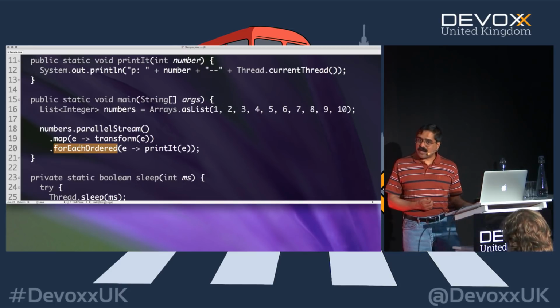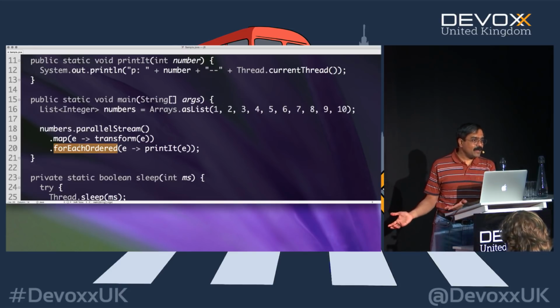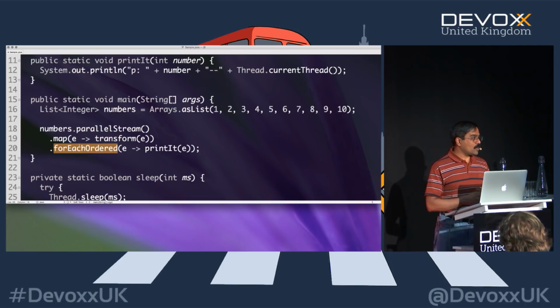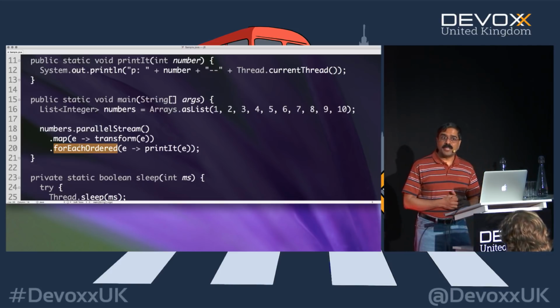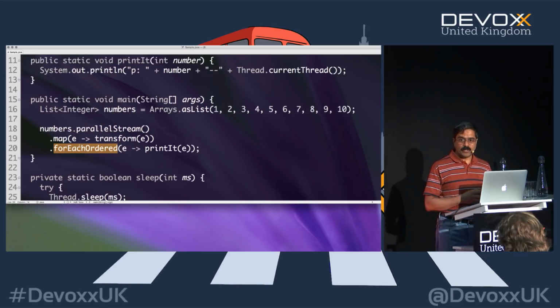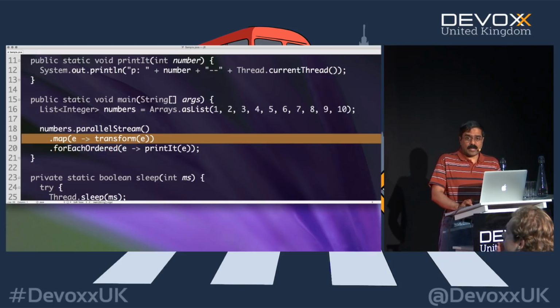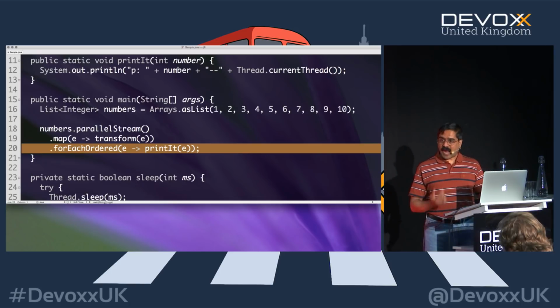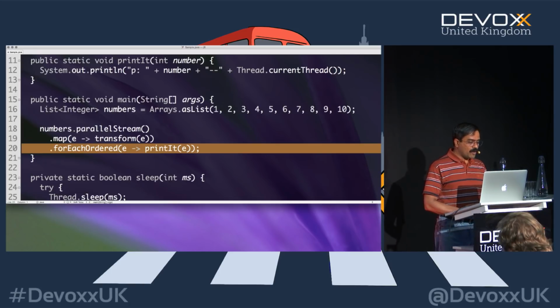So if the stream is unordered, there is no guarantee of ordering. But if the stream was ordered, then there is a guarantee of ordering that is going to follow. That is something we need to keep in mind in terms of how this ordering works. So this can be really useful when you do want to execute things in parallel, but you do want the terminal operation to have certain ordering imposed on it.